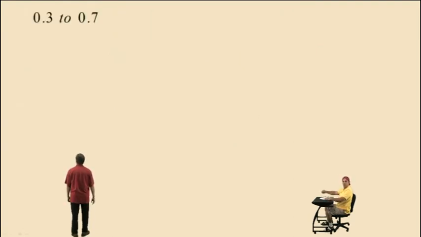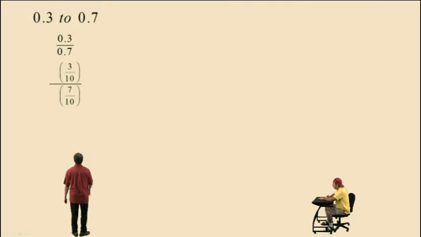Okay, let's do another one here. Here is the ratio of 3/10 to 7/10. Let's begin by writing it as a fraction, and now let's convert the decimals to fractions. We have 3/10 over 7/10. Obviously, the lowest common denominator is 10. So let's multiply top and bottom by 10.